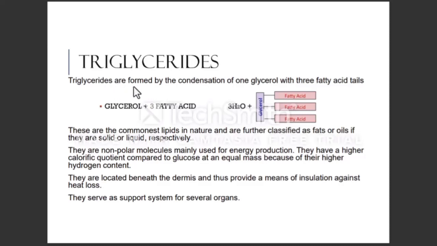So triglycerides are formed by the condensation of one glycerol with 3 fatty acid tails. So I have a glycerol. Glycerol is an alcohol that has 3 carbon atoms, and it has on each of these carbon atoms hydroxy groups. So these hydroxy groups, along with the hydroxy groups found on the carboxylic acid functions, that is terminal in the fatty acid, are going to condense. So there will be a dehydration reaction or a condensation reaction, which is going to create this bond here that is going to link the glycerol and fatty acid.